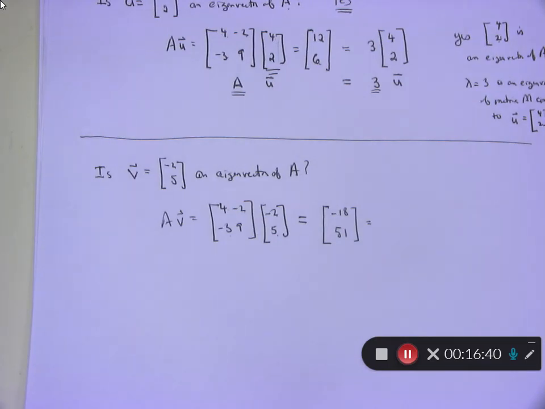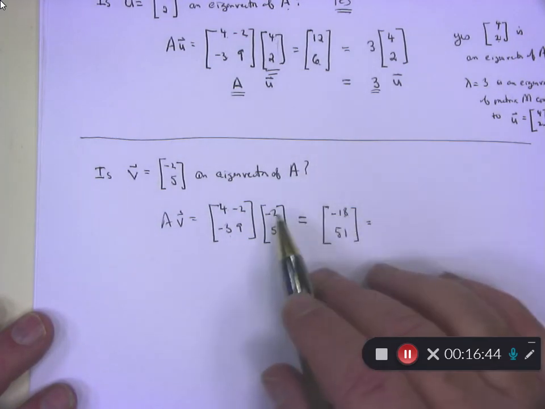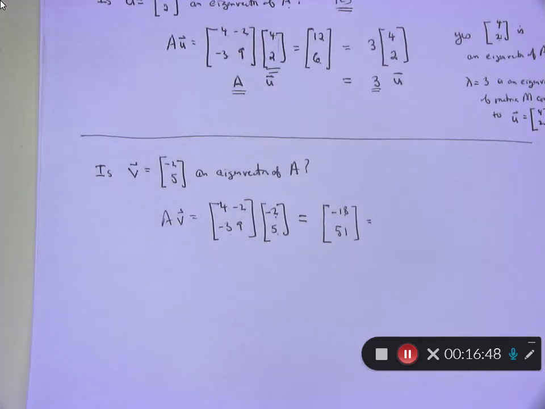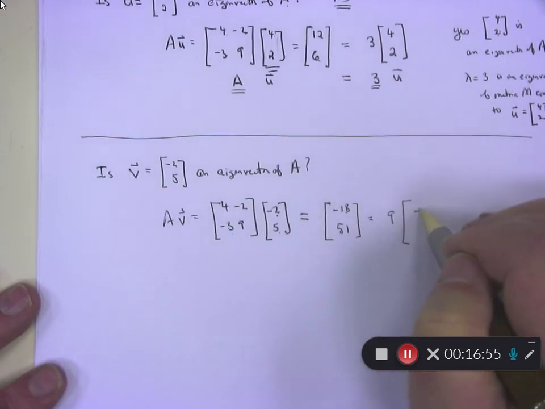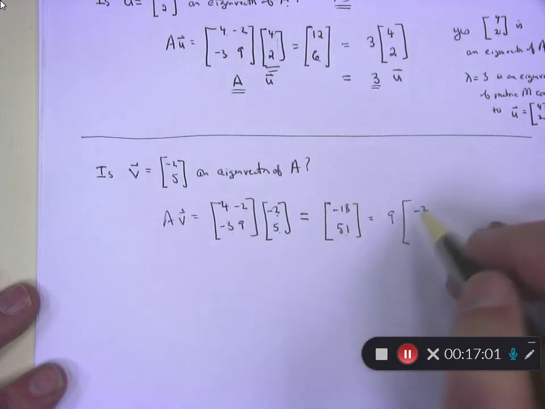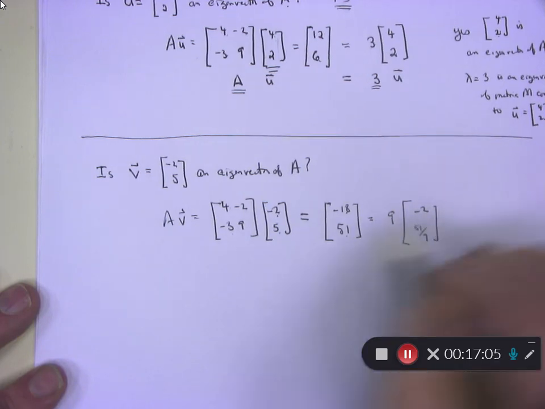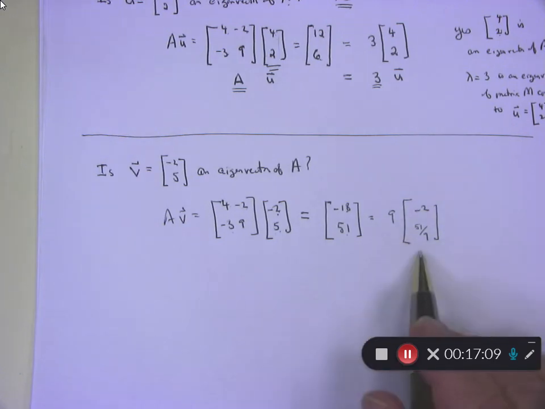Does that make sense? Now, what do I need to factor out of a negative 18 to get a negative 2? So I always look at the first component to see what I need to factor out. What is it? 9. So I'm going to factor out a 9. When I do that, I'm going to get a negative 2, but then I've got to factor out a 9 out of 51. What is 51 divided by 9? It's pretty much 51/9. It is not 5 for sure. Does that make sense? So this is what I get.